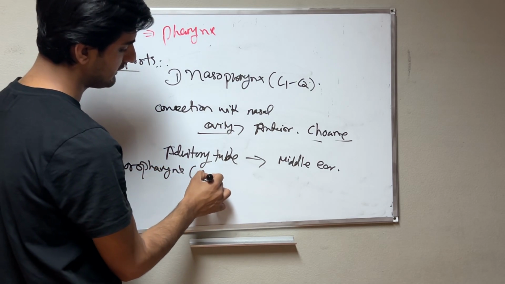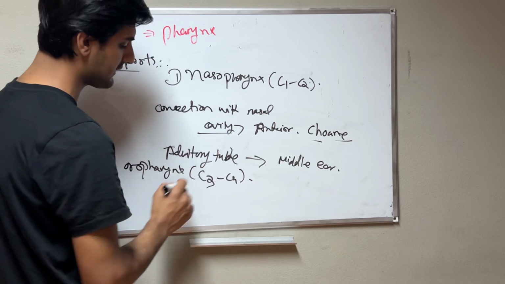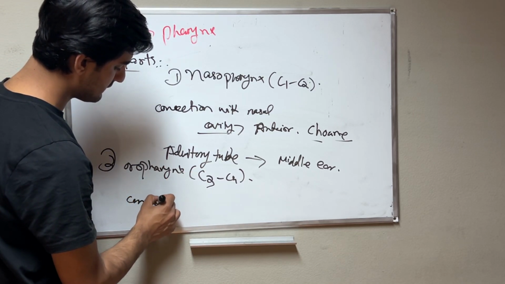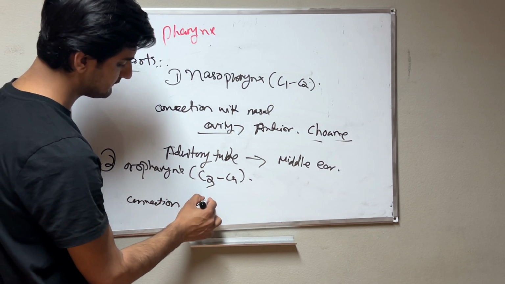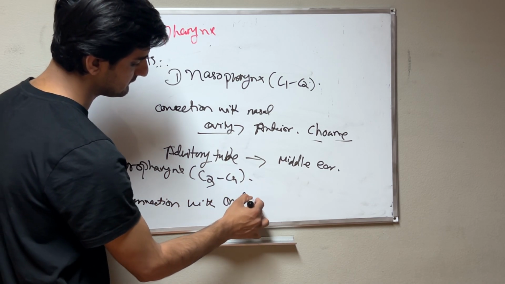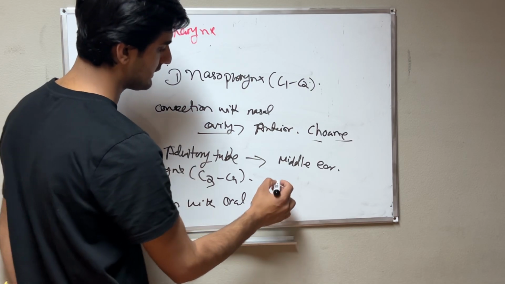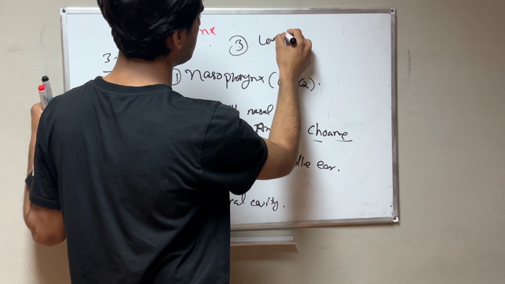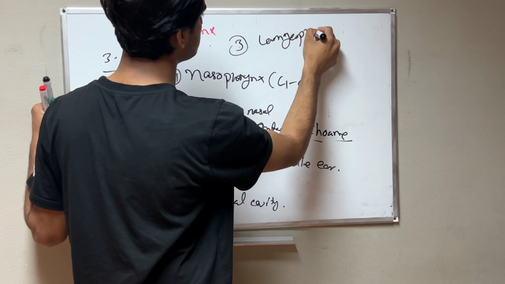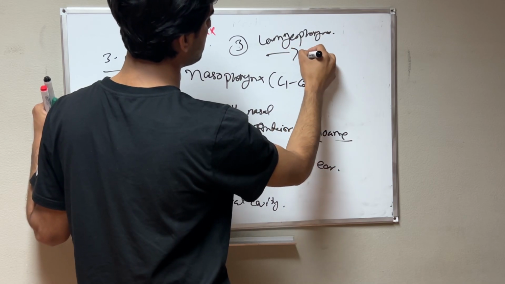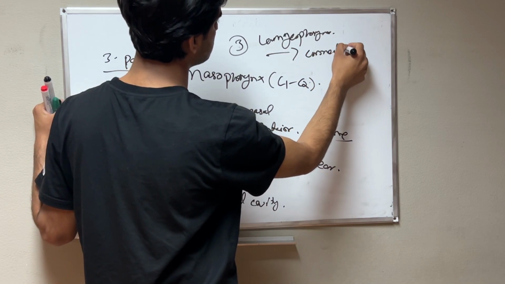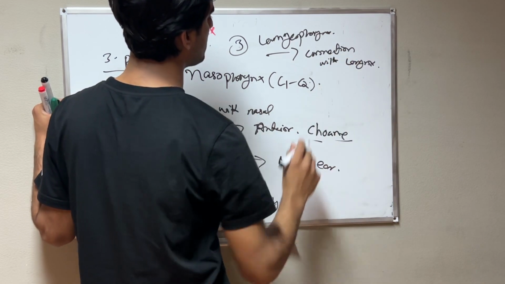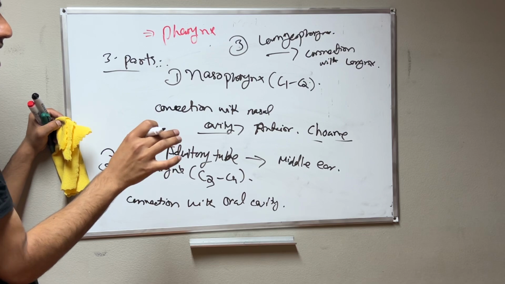Now the second part, the oropharynx, which is at the C3 to C4 topographic level. The oropharynx simply means connection with the oral cavity. The third part, the laryngopharynx, means connection with the larynx. I already told you about these things.